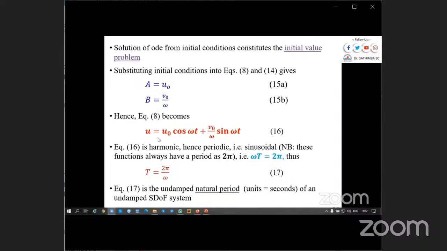And as you can see again, this is an equation expressed using cosine and sine functions, a sinusoidal function. Equation 16 is a sinusoidal function, so we talk of a harmonic motion. So our solution, the displacement u, is a harmonic motion.